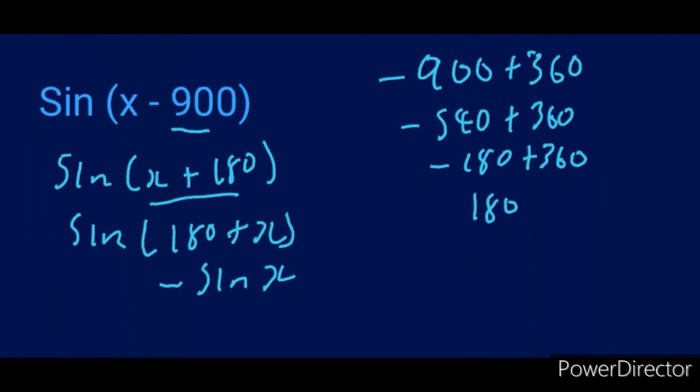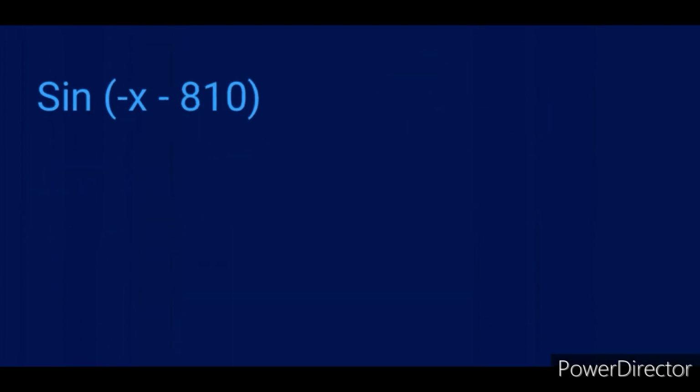Let's go to our final example. So here is the final example. So we've got sine negative x minus 810. So whenever we've got a negative angle, we know that we have to add 360 until we get what we're familiar with. So therefore it's going to be negative 810 plus 360. And negative 810 plus 360 is negative 450.